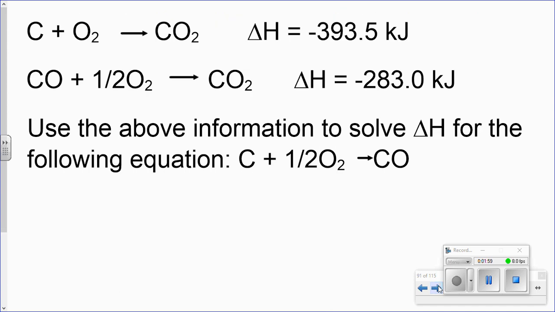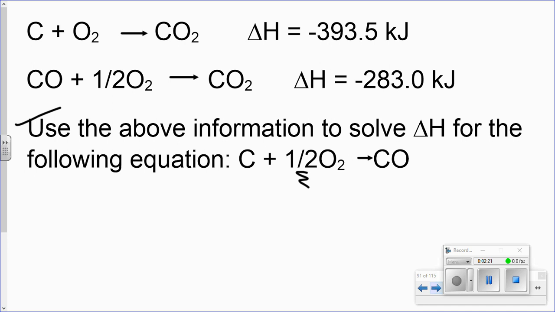So if we take a look at this one, this is a nice, easy one to start off with. You'll have what I call the target equation. It says use the above information to solve for delta H for the following equation, where carbon plus 1/2 O2 yields CO. Let me talk about this 1/2. This is going to pop up a little bit more. You don't have to use whole numbers all the time when balancing equations.